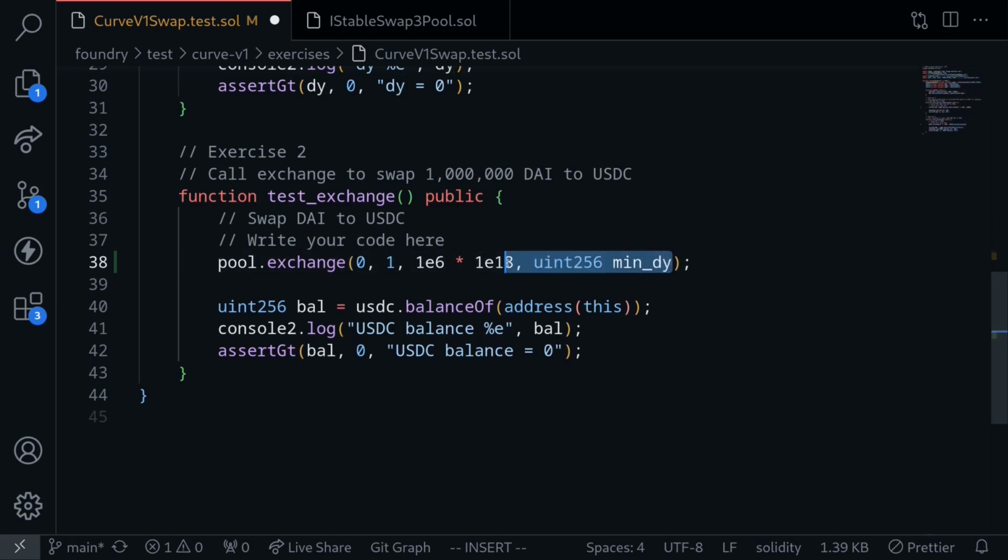Okay, next, min dy. The minimum amount of USDC that we expect to get back. For this example, let's say 999,000. 999,000 is 0.999 times 1e6. 0.999 of 1 million is 999,000, and USDC has 6 decimals, so we say 1e6. That completes exercise 2. Let's execute this test.